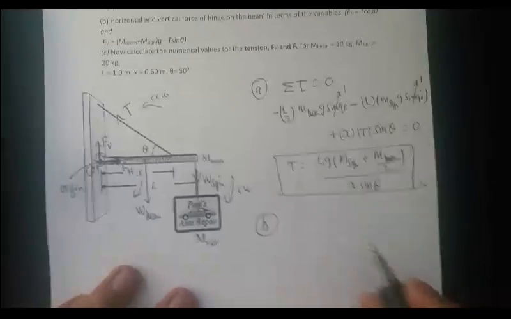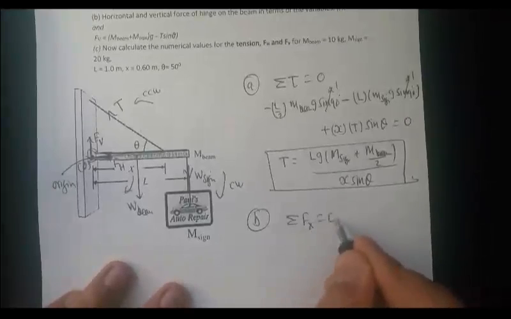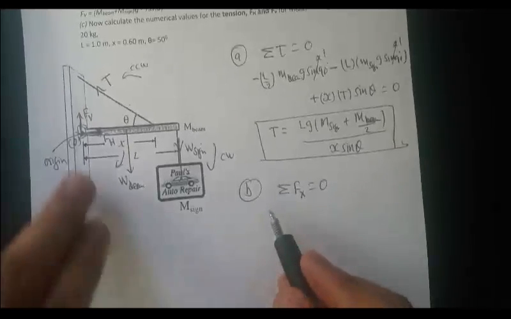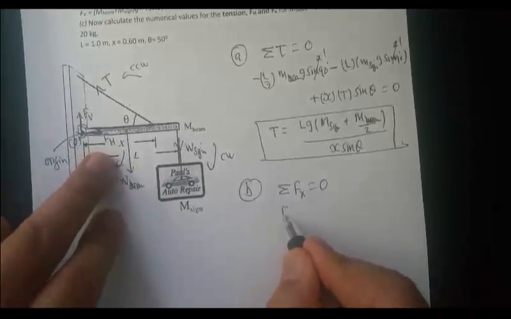Then you have to use the other condition of static equilibrium. We know that the sum of the forces in the x direction has to be 0. So let's find out all the x forces. So you have one horizontal hinge force.